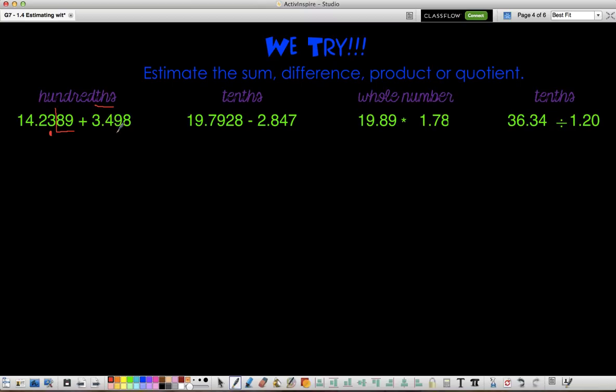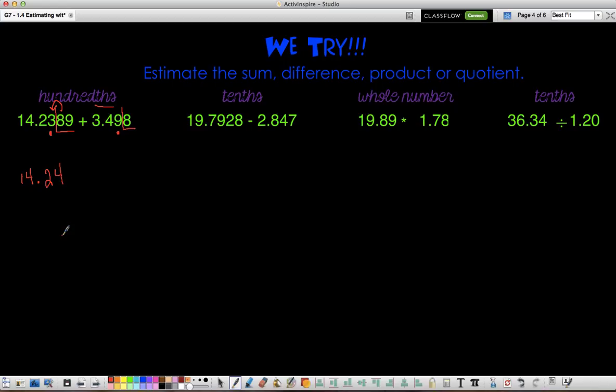Again, I come over here, 9 is in the hundredths place, I put my dot, and everything else goes in the box. That first number inside the box tells that dotted number what to do. So since the 8 tells the 3 to go up, I know that my 14 will stay the same, my 2 will stay the same, but my 3 turns into a 4.